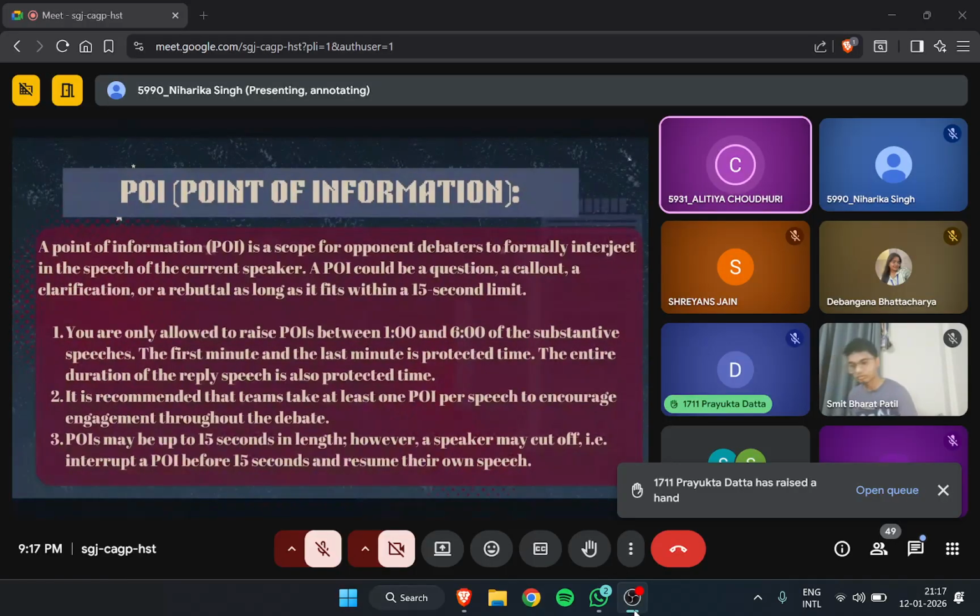Note that they have to keep the POI between like 15 seconds. Otherwise, you can go ahead and interrupt them and simply cut off their POI because it inherently wastes your time a little as well, right? It is good practice to go ahead and take POIs because it means better engagement but also better case understanding on both sides of the benches.